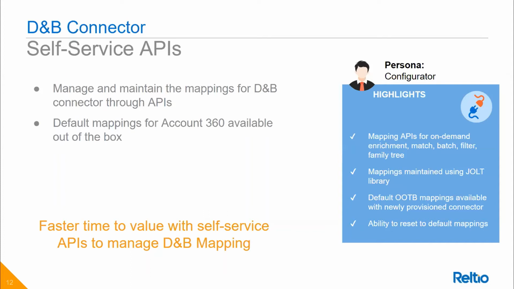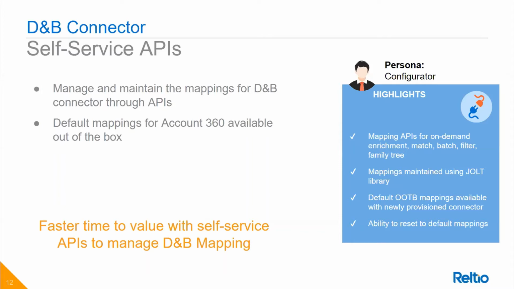However, you had to modify and enhance these mappings according to your data model and business requirements. So you relied on Reltio support as well as engineering for changing and updating those mappings in your tenant. But with the 21.2 release, we are really glad to offer the self-service APIs for the DNB connector. With these APIs, you'll be able to manage and maintain the DNB connector mappings.